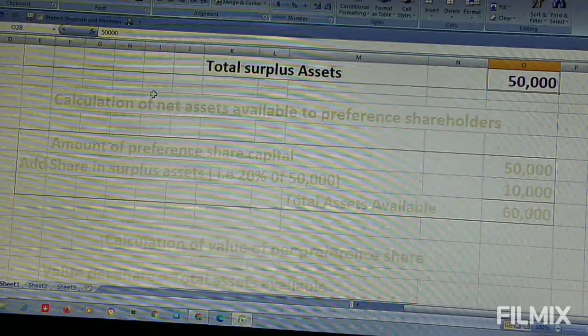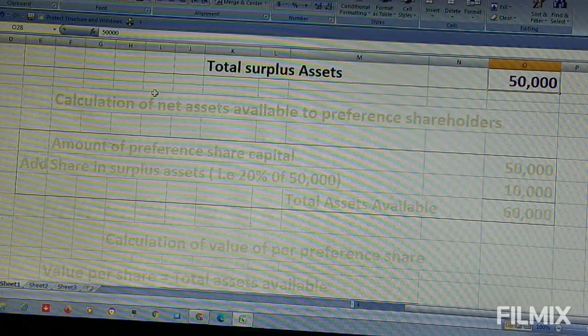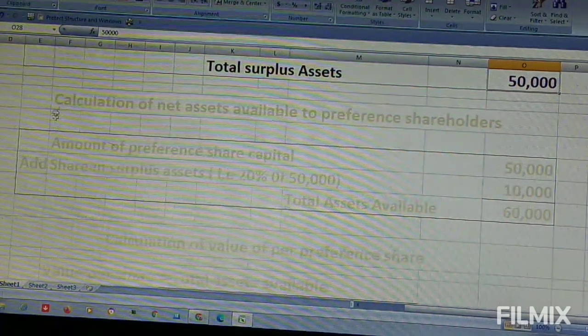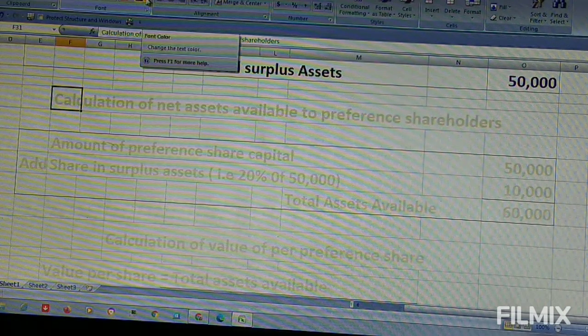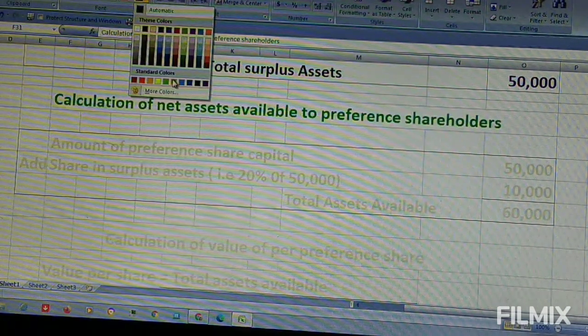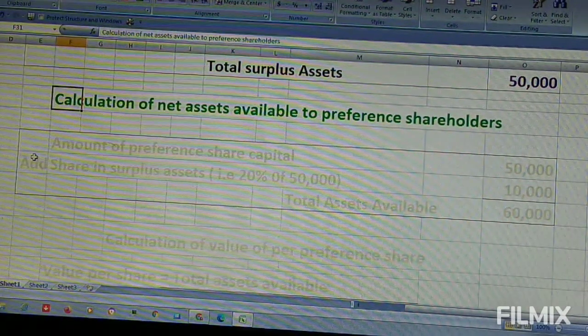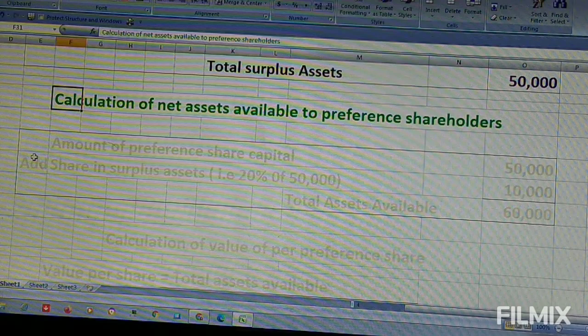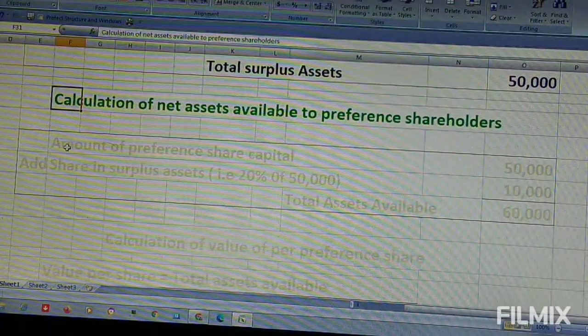Now we'll find out the net assets available to preference shareholders. Write the heading of the table here: Calculation of net assets available to preference shareholders. Again you make the table with 2 columns: one is for particulars, another is for rupees.